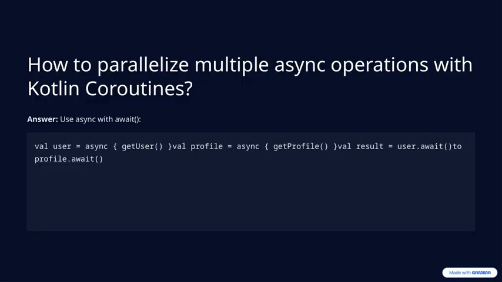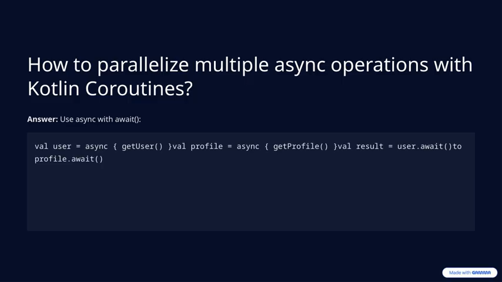So, how do we handle multiple asynchronous operations efficiently in Kotlin? The key is to use async along with await. What this does is, you start multiple coroutines in parallel by wrapping each operation with async. For example, you can fetch the user and the profile at the same time by launching 2 async blocks. Then, when you need the results, you call await on each of those deferred objects. This way, you're not blocking, but rather running tasks concurrently, which saves time and improves performance.